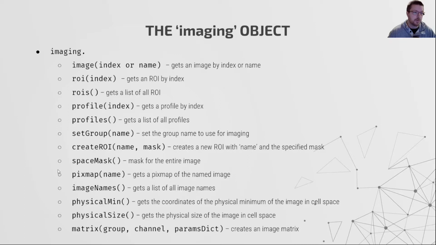Some other ones that we will use later are the pixmap, so that'll get the actual image that has been generated, so the actual image data for a particular image. And then we've got these physical minimum and physical size that can be useful as well. And outside of imaging inspectors, another useful one is this matrix. So that's a way to get the actual numerical data that goes into generating an image in Python.